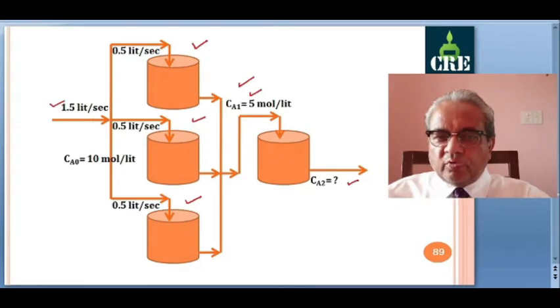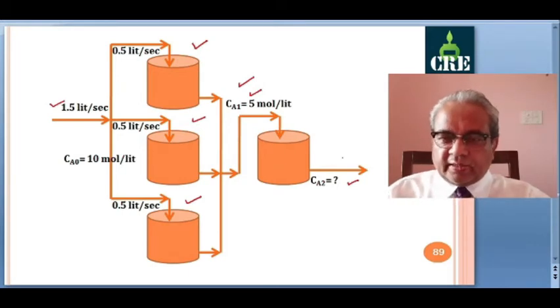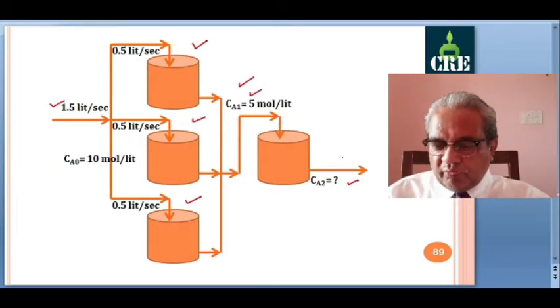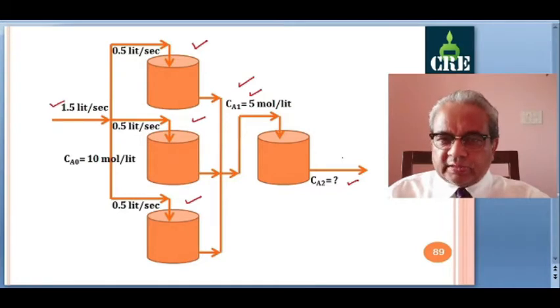This stream v, small v, 1.5 liter per second is split into 3, and these 3 reactors in parallel giving you 50% conversion. That means Ca1 is equal to 5. This stream is added again and fed at this total. Okay, so 1.5, 0.5, 0.5, this is 1.5 coming out, and this will be treated in the last reactor. This is what we can suggest.